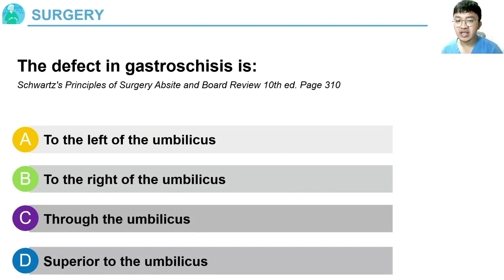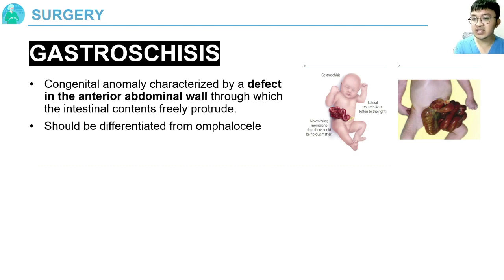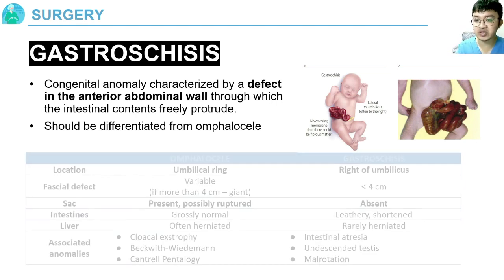Next, the defect in gastroschisis is letter J. The defect in gastroschisis is to the right of the umbilicus. Gastroschisis is a defect in the anterior abdominal wall through which the intestinal contents freely protrude. Gastroschisis does not have a sac as compared to an omphalocele.